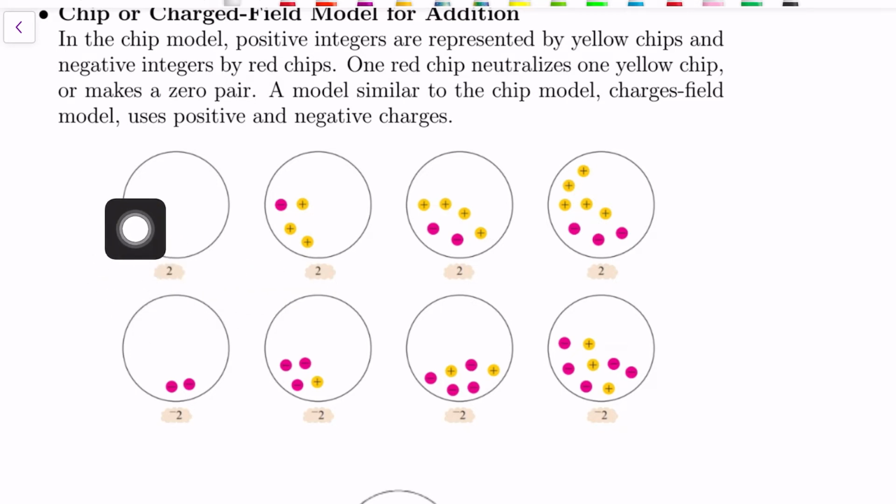Or if you won't bother with chips, with 2 pluses, right? Now, the same 2 can be represented this way because the negative and positive chips or charges neutralize each other. So this minus and this plus here just kind of cancel each other out. So this is still positive 2.